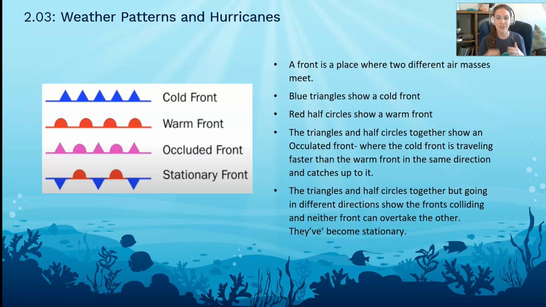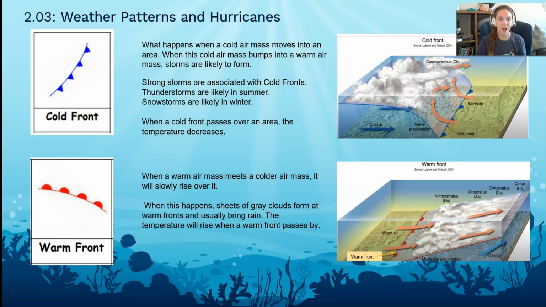And then we've got the triangles and the semicircles together, but they're on opposite sides of the line. This is a stationary front, okay? This is when they collide, but neither one of them can overtake the other. They've become stationary. All right, so now let's look specifically at cold fronts. Cold fronts are shown at the top of your screen here.